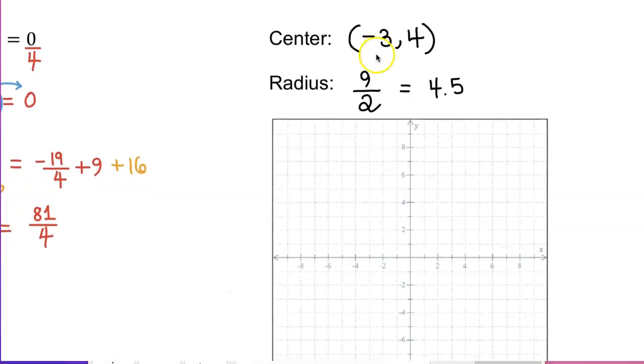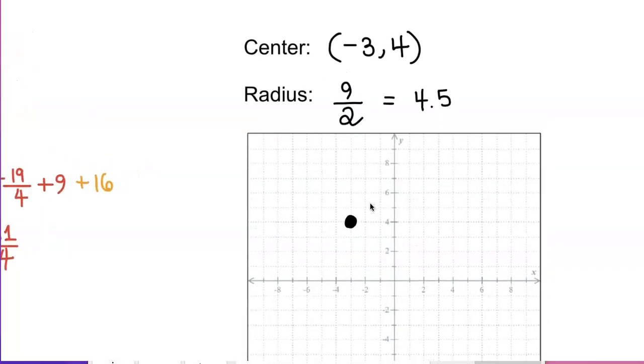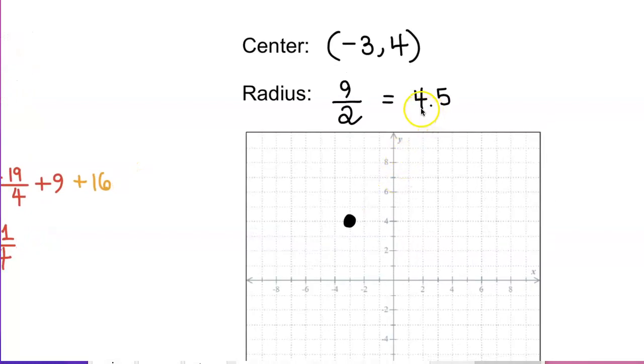But all right, let me show you how to do this graphing. Start at the origin. Go 3 to the left and up 4. Right here. So let me plot the center at -3, 4. After that, I need to go up 4.5, down 4.5, right 4.5, and left 4.5. So let me try that.